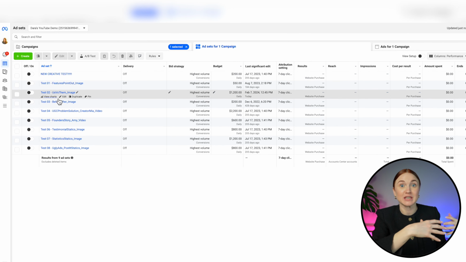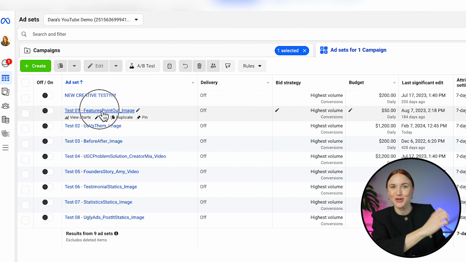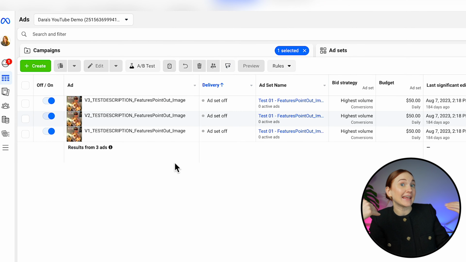Now, another thing I want to talk about really quickly are the variations of ads. So when we hopped into the creative testing campaign, you saw the different ad sets, and we went to see how many ads were inside of that creative testing campaign.